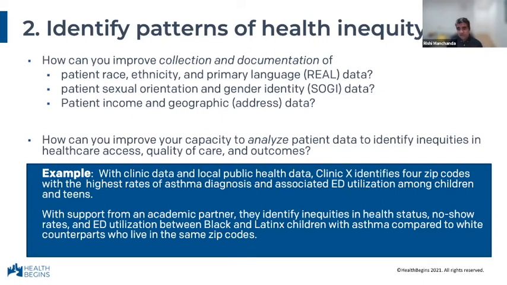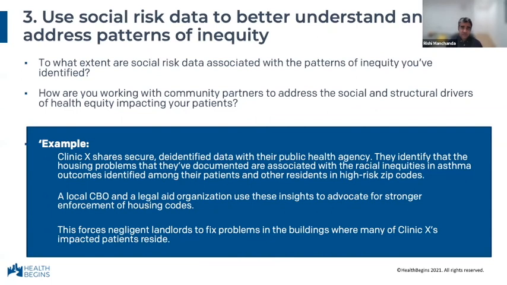They identified that there are inequities in health status and ED utilization. Those inequities are among Black and Latinx children compared to white counterparts who live in the same zip code. And so this is an important step. You can't address equity until you find out where the inequity is. The next step then, of course, I'll turn to Sarah, is how do you use social risk data to be able to do something?